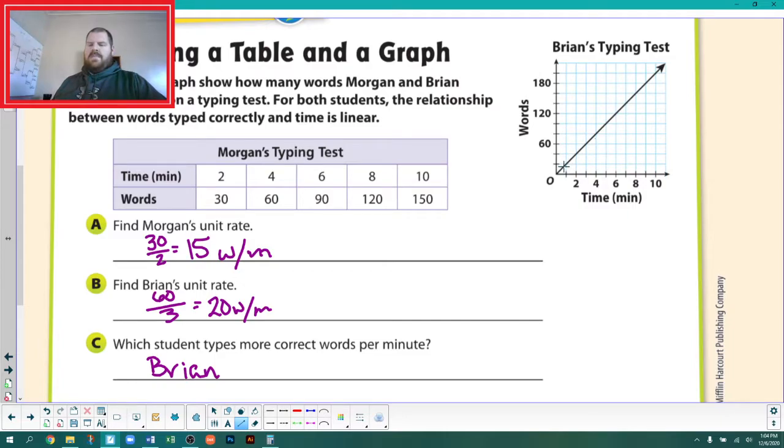So Morgan's line goes through this point right here and through the origin. Knowing those 2 points is enough. And so Morgan's line would be about there. And this is sort of an estimation. I have a pretty good idea, but I'll bet it's right about there. And just by looking at that graph, you can see that for the entire graph, Brian's going to be typing more words because Brian's line is above Morgan's line.